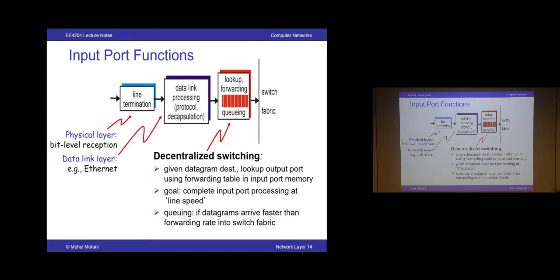This is important because if, let's say, the rate at which packets are forwarded is smaller than the rate at which they arrive, what's going to happen to that buffer?